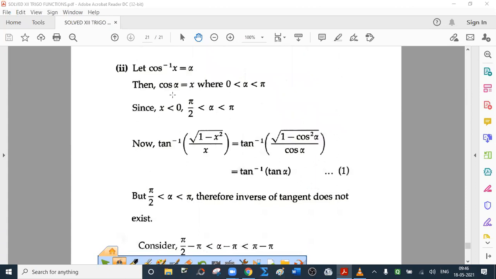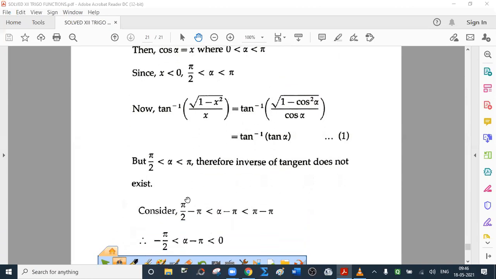Second part, let cos inverse x be alpha. Same logic. So tan inverse root 1 minus x square upon x becomes tan inverse tan alpha. Now alpha lies in which quadrant? Second quadrant. Why? Because they say x is negative, x is less than 0, right? So cosine ratio has to be negative. So angle lies in second quadrant.